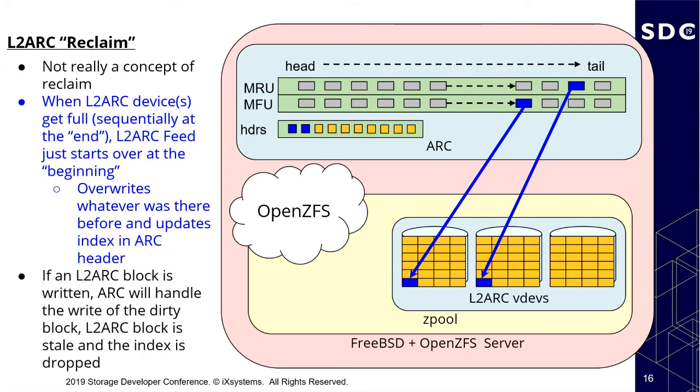Okay, so when L2ARC, quote unquote, gets full, which means we're at the end, things get written in a round robin fashion to all the available L2ARC devices. So if you have two L2ARC devices or four L2ARC devices, they start writing in a round robin fashion, and when you get to the end, it just goes back to the beginning. It starts back at the beginning with the new blocks that are being promoted, and it invalidates the old indexes to these in the headers. So if you have L2ARC on your system, it is constantly feeding something at some rate. That's a lot of what we're going to talk about today: what do we feed it, how fast do we feed it, and under what workload scenarios?